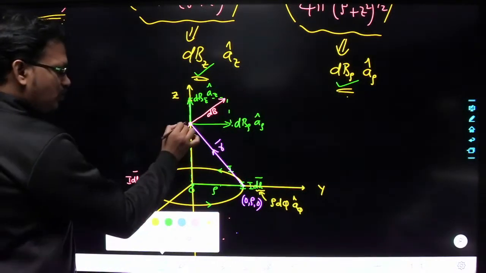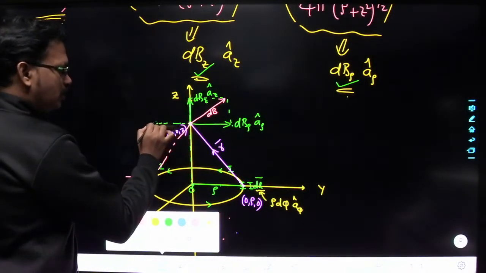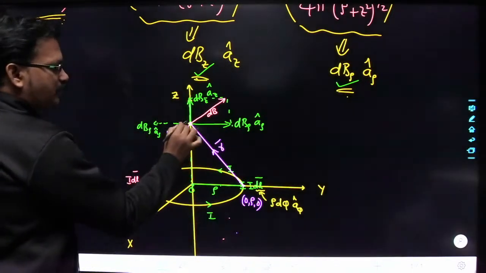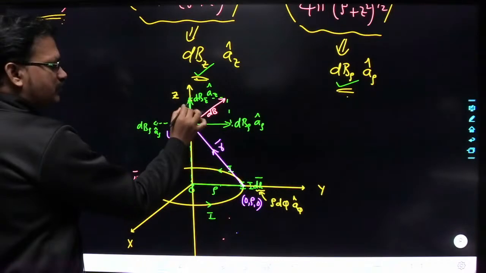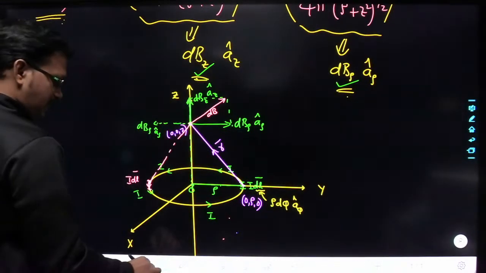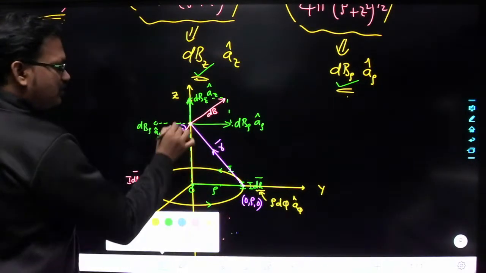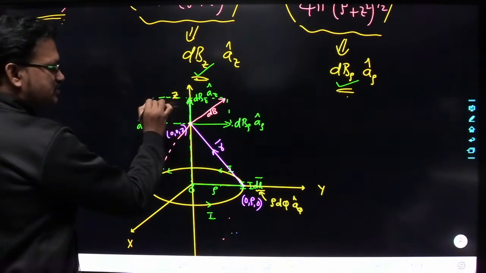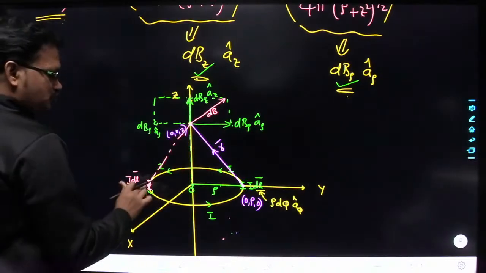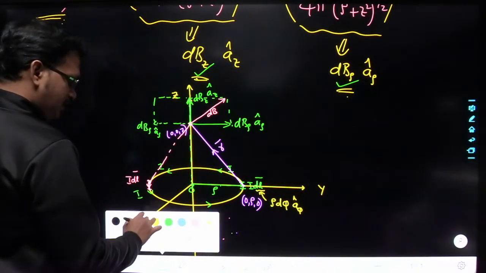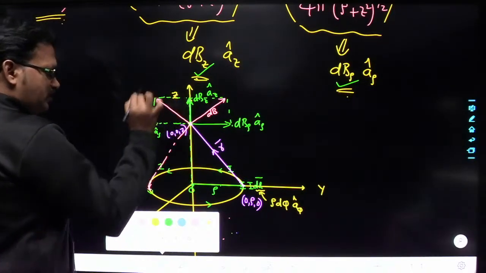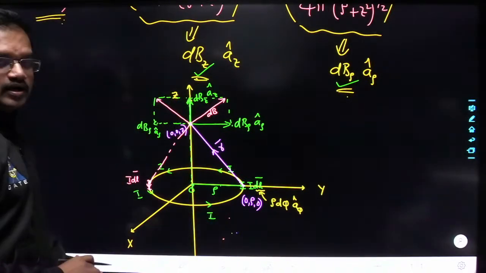One will be along dB rho, a rho cap, and another one will be along dBz, az cap. Understood? Okay, so the resultant B field at this point due to this current element will point in this direction, due to this small differential current element.